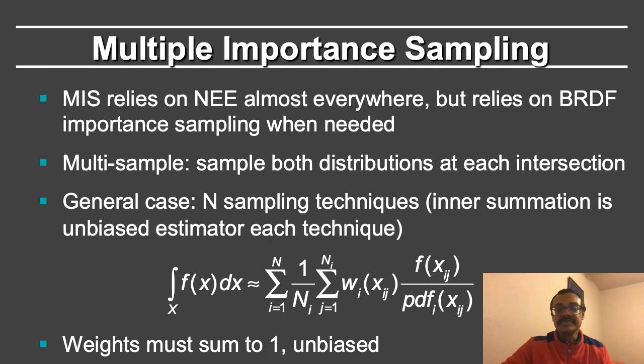The general case mathematically for MIS is you have n samples drawn from a variety of different sampling techniques. The way I've written it here is that you have n different sampling techniques, from each of which you draw ni samples. Because you divide by 1 over ni, and you have the function divided by the probability distribution function, this is actually unbiased for each technique, and therefore the sum of the techniques is also unbiased as long as your weight functions sum to 1.